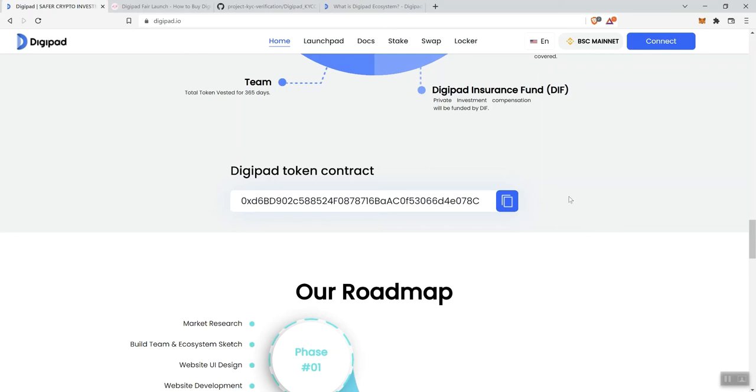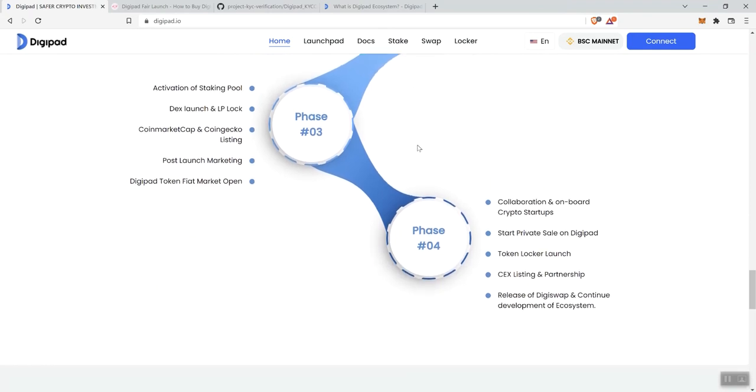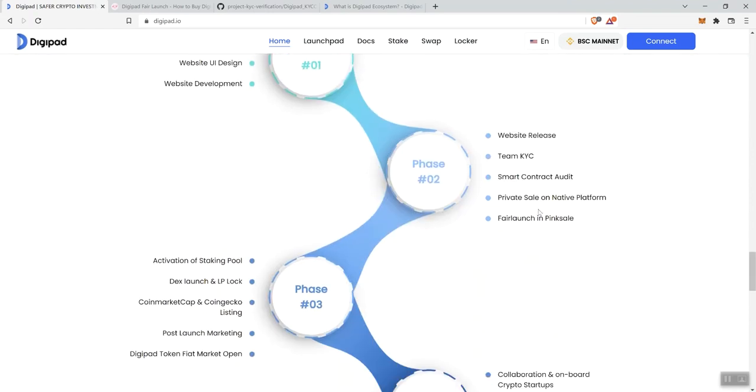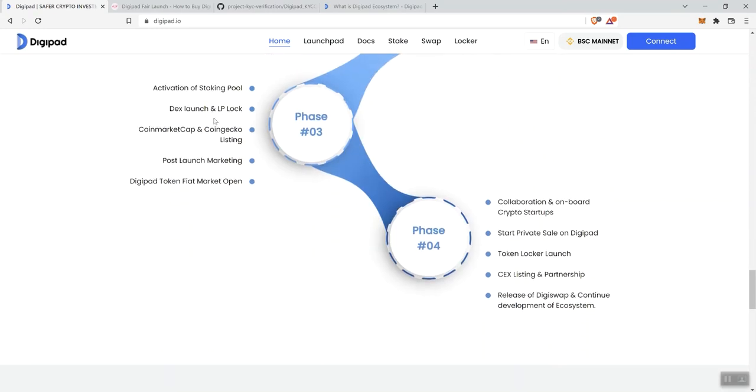We see the token contract, and on the roadmap, we're seeing four different phases here. Starting from phase one with research, building the team, and the design and development of the website. And then phase two, we're seeing website release, KYC, audit, private sale, and the fair launch. So this is obviously where we are. And then phase three, we're seeing activation of staking pool, DEX launch, CMC and CG, post-launch marketing, and the Digipad token fiat market is open.